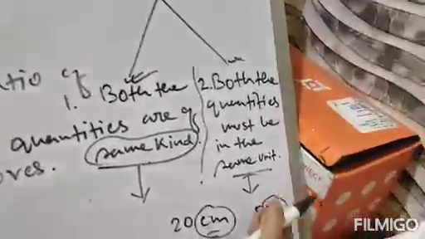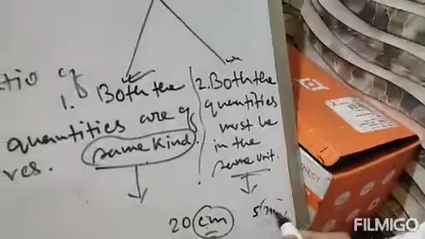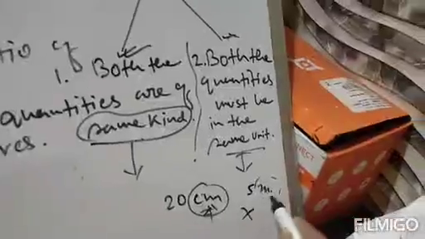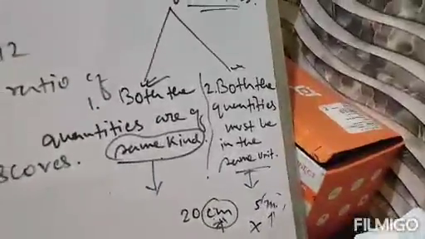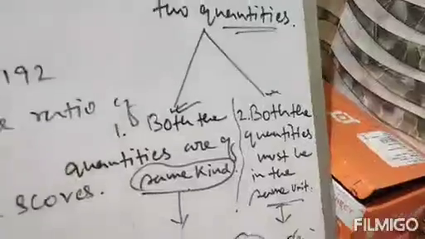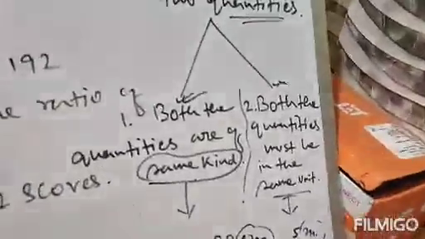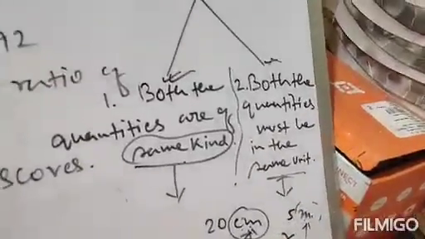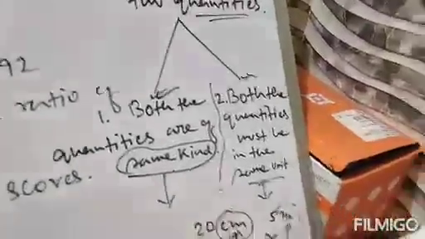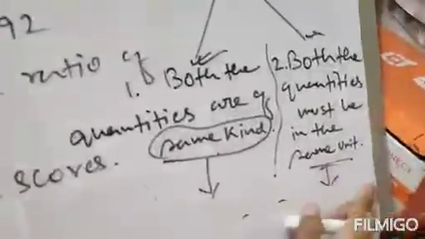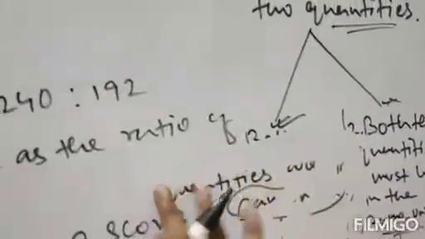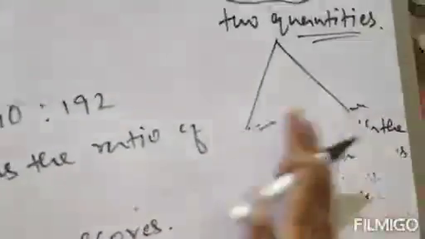But if you try to compare 20 centimeter with 5 meter, then you cannot compare these quantities because here the units are different. Here the unit is centimeter and here the unit is meter. If you want to compare them, you have to make them the same. That means you have to convert this meter into centimeter, or you can also convert this centimeter into meter, so that both the quantities are in the same unit. Only then you can compare, otherwise you cannot. Clear? So both the quantities must be in the same unit. That is the second point. These are the two characteristics we should remember while comparing two quantities.